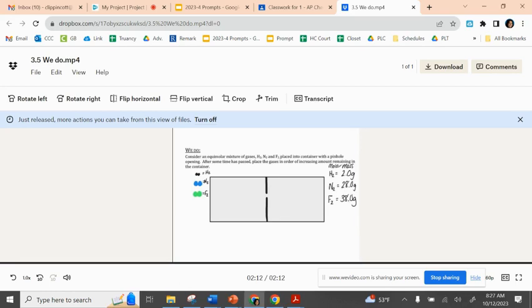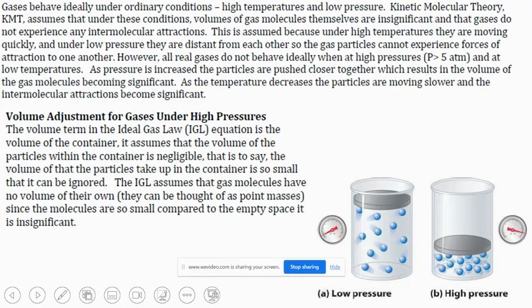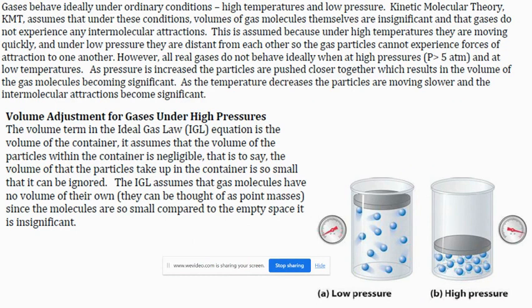If you think about it, if you press down on these gases and increase their pressure, right, that's going to shove them close together. If they get shoved closer together, then the chances of that intermolecular force working again is increased. So high pressure is one of those places where that will happen.